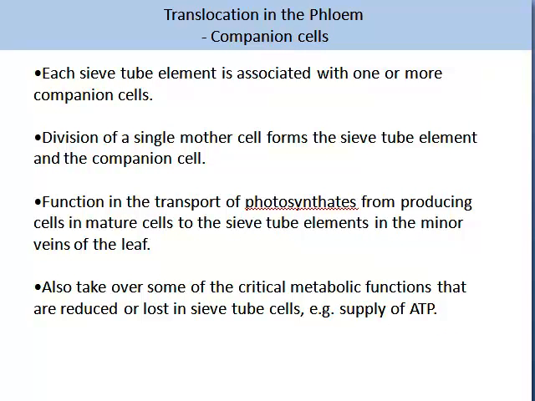Each sieve element is associated with one or more companion cells. Division of a single mother cell forms a sieve tube element and the companion cell. They function in the transport of photosynthates from producing cells in mature leaves into the sieve tube elements in the minor veins of the leaf. They also take over some of the critical metabolic functions that are reduced or lost in the sieve tube cells. For example, they supply ATP, the energy compound the plant uses.